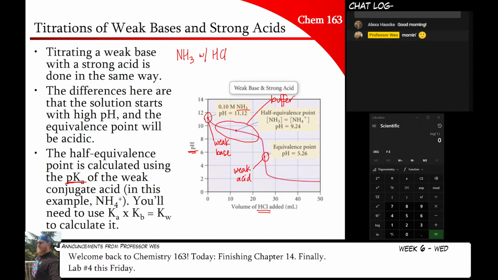And you do it exactly the same way. It's just that your numbers are going to be greater than 7, as opposed to less than 7. And the reason for that is the pKa is going to be greater than 7. It'll be like 9.2 in this case.